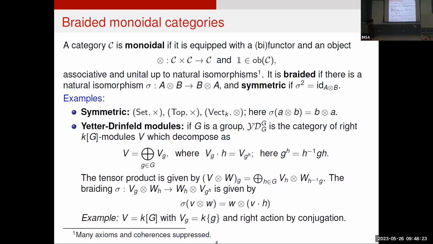I suppose these are the same things as representations of the double of G. Yeah. So a very concrete example is the vector space which is the group ring on G. Its right action is by conjugation, right conjugation, and the decomposition is the eponymous grading: the element g is in degree g.